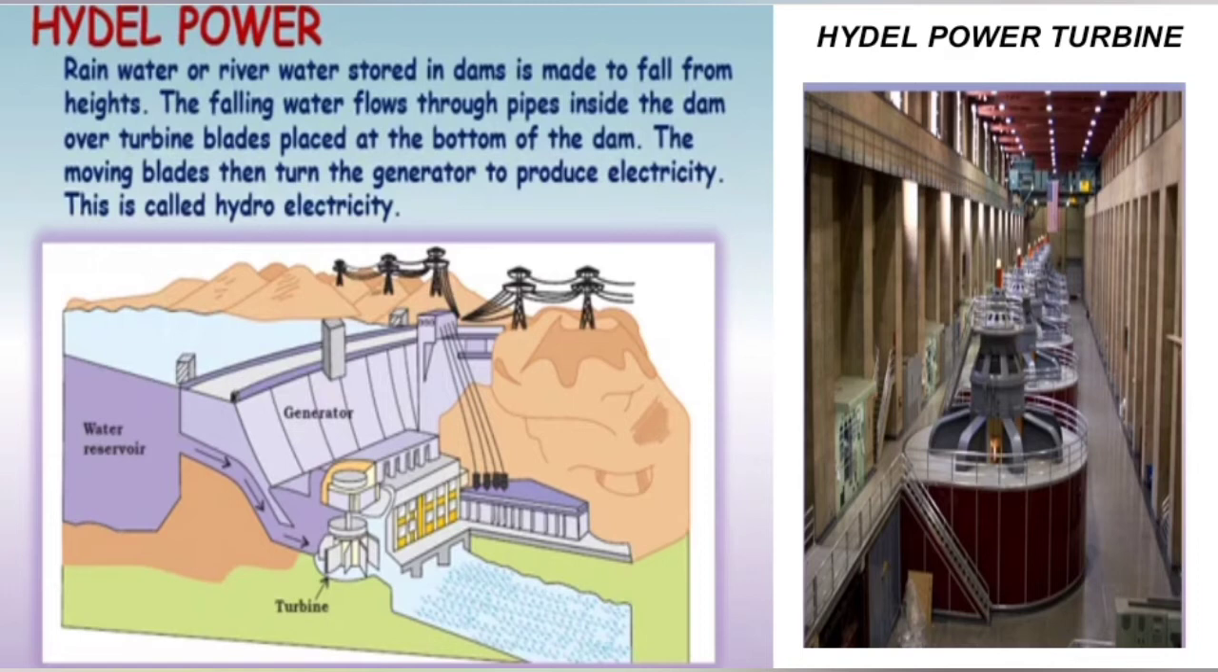The leading producers of hydel power in the world are Paraguay, Norway, Brazil, and China. Some important hydel power stations in India are Bhakra Nangal, Gandhi Sagar, Nagarjuna Sagar, and Damodar Valley projects.